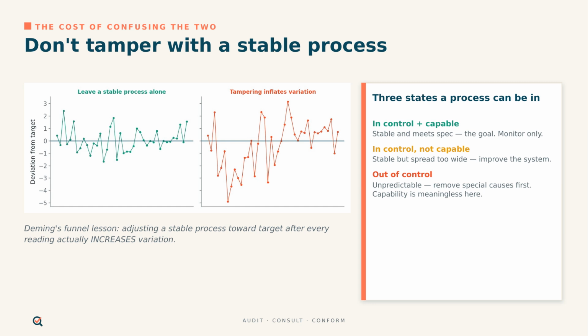It helps to remember there are 3 states a process can be in. In control and capable. Stable and meeting spec, the goal. Just monitor it. In control but not capable. Stable, but its spread is too wide. You have to improve the system itself. And out of control. Unpredictable. Remove the special causes first, because until you do, capability is meaningless.